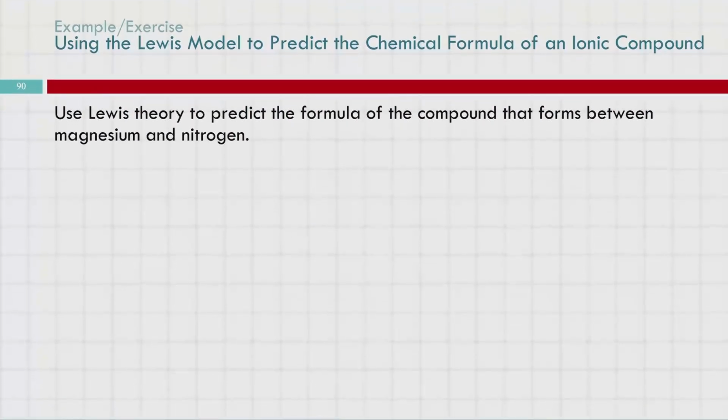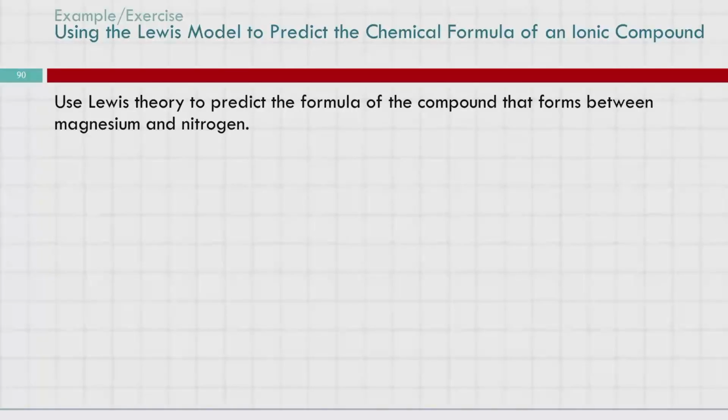Do we want to see a more complicated one? A very confident yes from the audience. Thank you. Okay, so we've got Lewis theory to predict the formula of the compound that forms between magnesium and nitrogen. What is the symbol for magnesium? Mg. What is the symbol for nitrogen? N. How many valence electrons does magnesium have? 2. How many valence electrons does nitrogen have? 5.